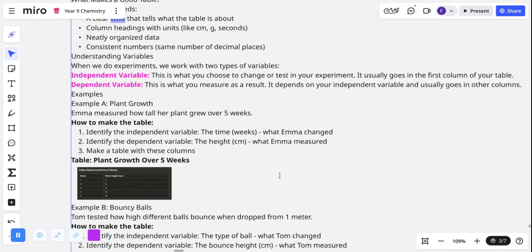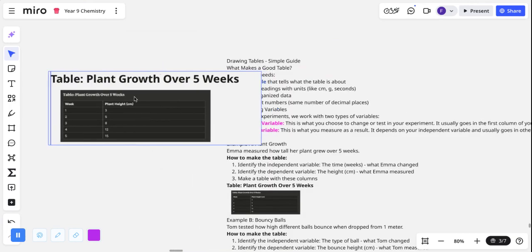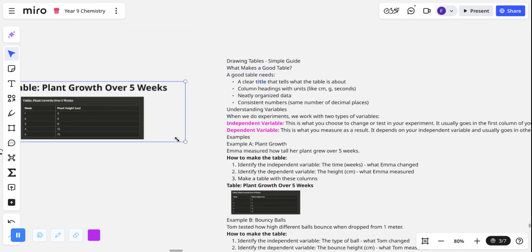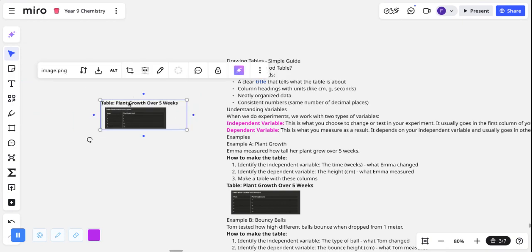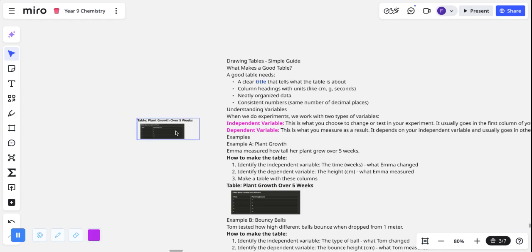So what I'm going to do is I'm just going to move this screenshot here and show you what I mean. So in this example over here, all right, we've got a really, really simple title. And it's very clear. Plant growth over 5 weeks. That's the title. Whether you write table there or not, I really don't mind. But there's the title, okay?